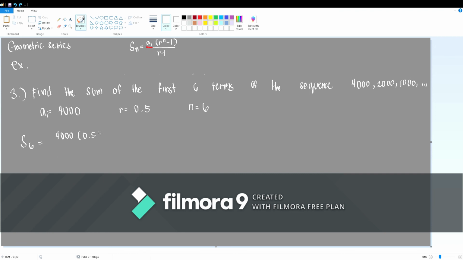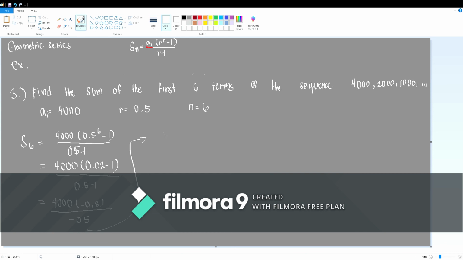Now don't be confused like me. 0.5 is raised to 7, minus 1. To avoid any errors, use your calculator. 0.02 minus 1 is equal to negative 0.98. Now for the denominator, 0.5 minus 1 is equal to negative 0.5.